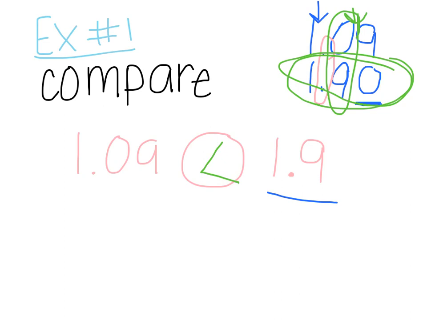Now some of you might have looked at this and automatically thought that this number was greater because it has 3 digits. It has a 1, then a 0, then a 9. And this one only has 2, a 1 and a 9. But that does not matter. You have to look at your place values starting from the left. Line them up and see which one is greater from left to right.